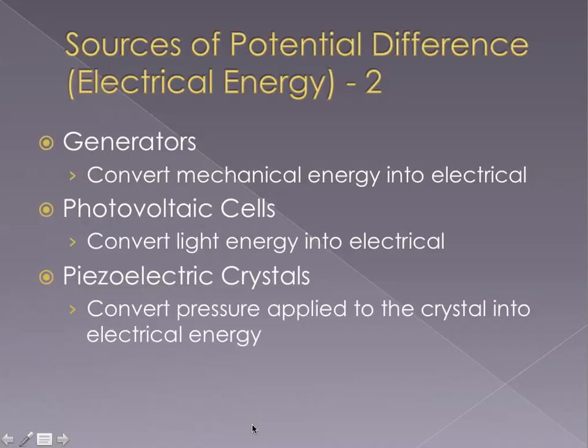Some other sources of potential difference are generators. They convert mechanical energy into electrical, and we will talk a lot more about them soon. You can also have a photovoltaic cell, and the name tells you photo, light, voltaic, electrical energy. So they convert light energy into electrical. They're also called solar cells. You also have piezoelectric crystals. These convert pressure applied to the crystal into electrical energy.